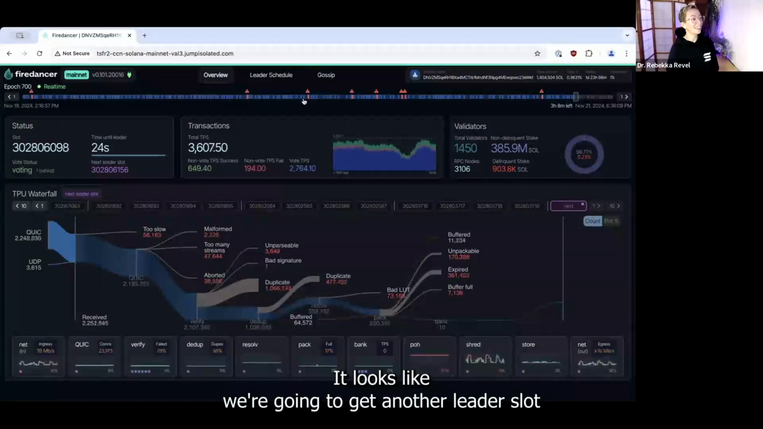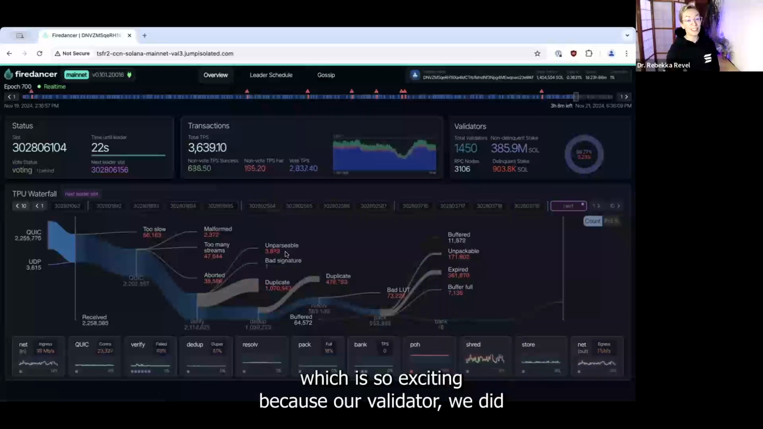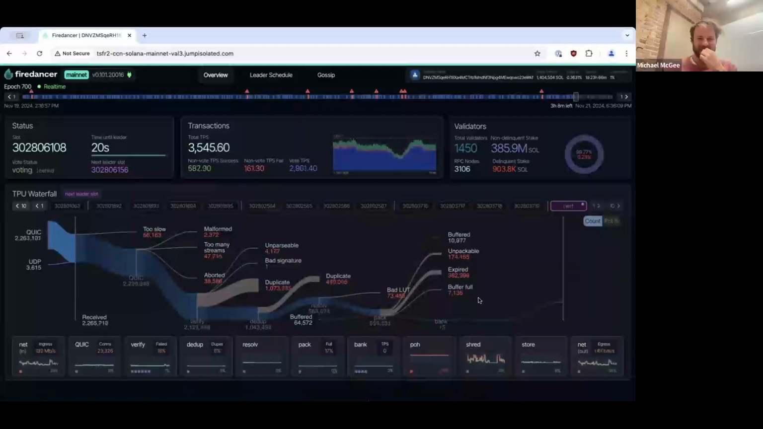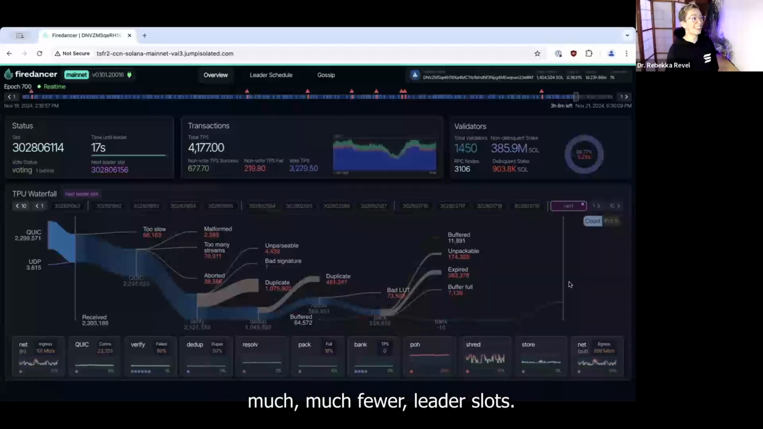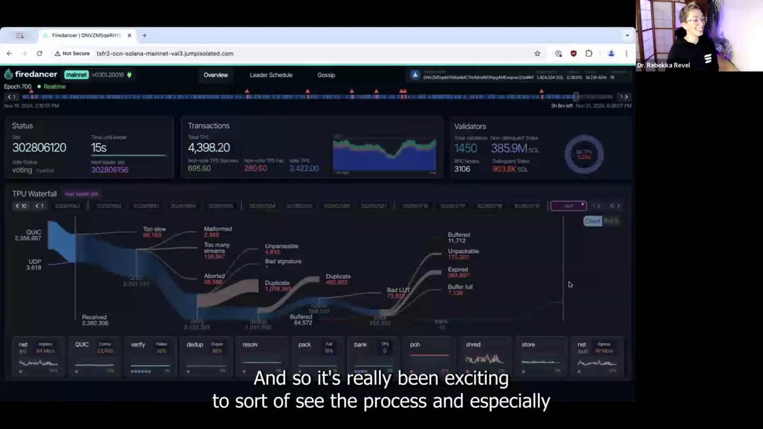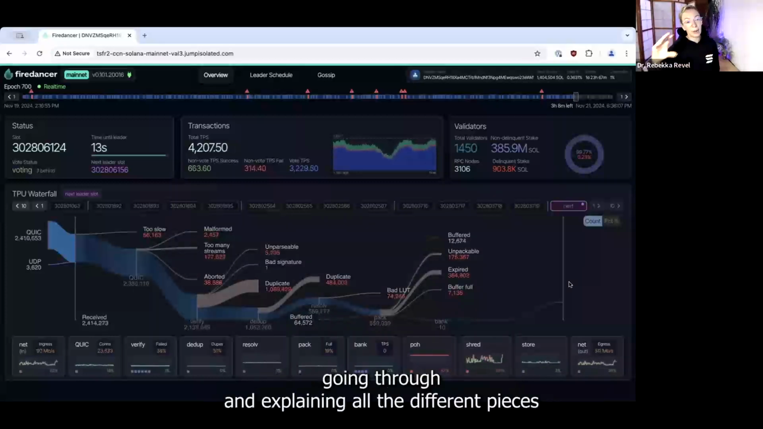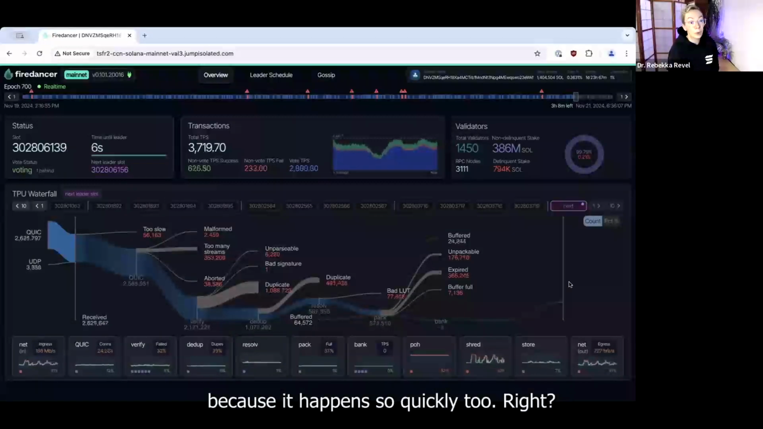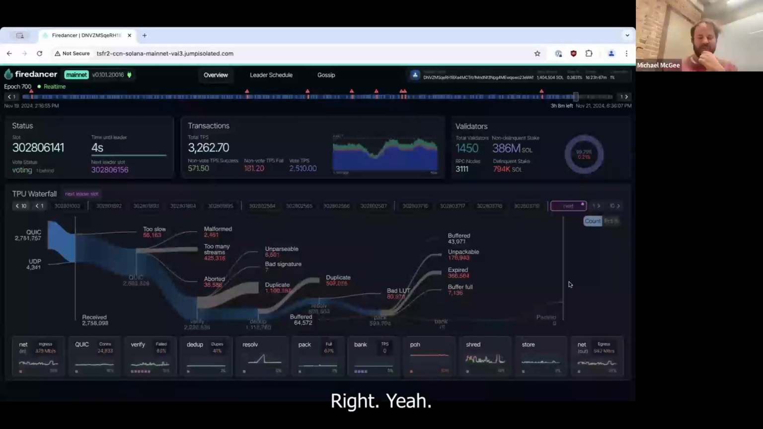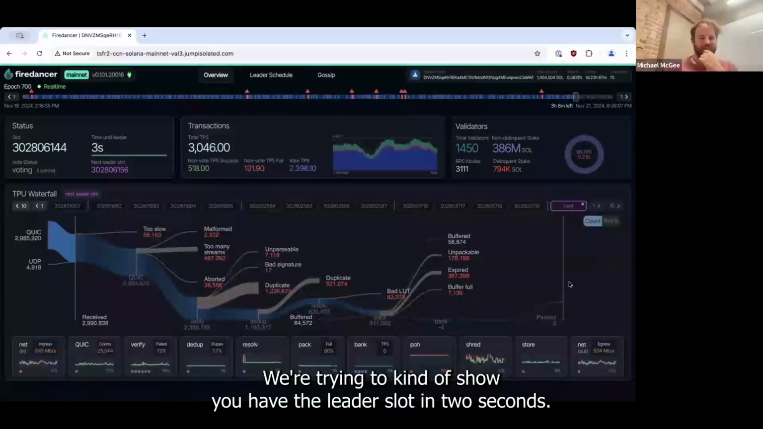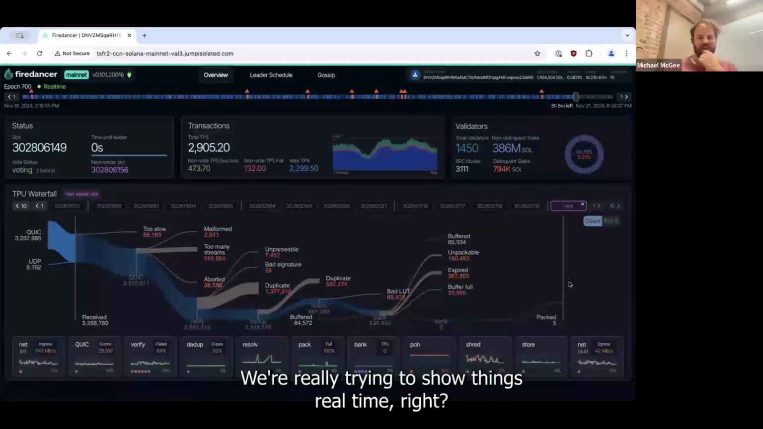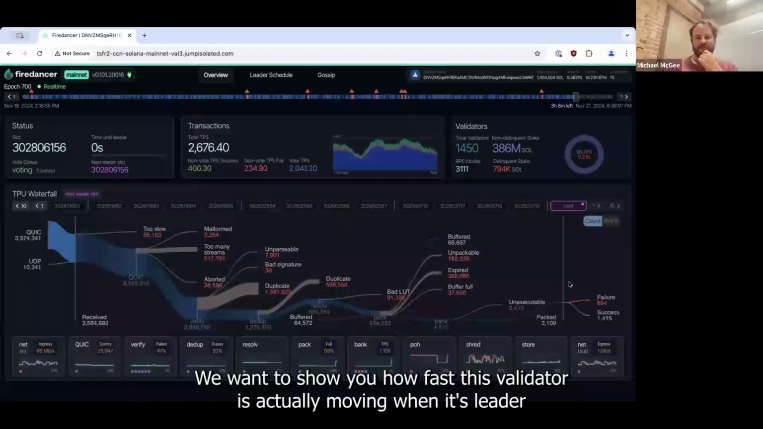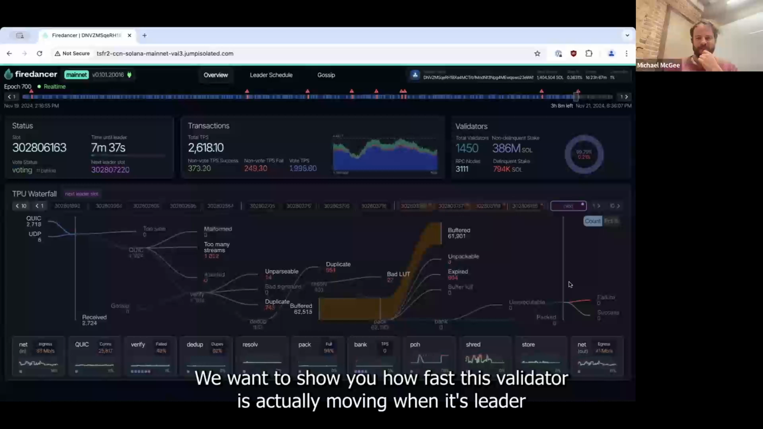Amazing. It looks like we're going to get another leader slot, which is so exciting because our validator gets much, much fewer leader slots. And so it's really been exciting to see the process, and especially going through and explaining all the different pieces so that you can actually understand all of the movement and happening, because it happens so quickly too, right? Right. Yeah, we're trying to show, here we'll have the leader slot in 2 seconds. We're really trying to show things in real time. We want to show you how fast this validator is actually moving when it's leader.